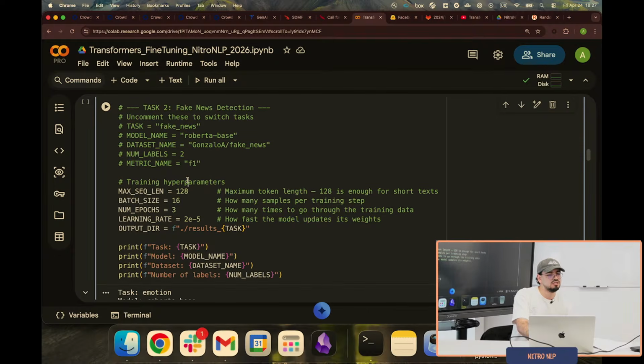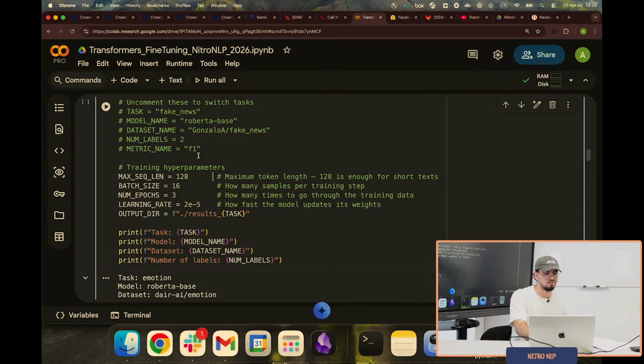All right, the training hyperparameters would be max sequence length. So the max token length I put at 128, which is enough for short text and sentences such as the ones that we have in the data. You could up that to, I don't know, 512, depending on the task. Maybe you have bigger samples of fake news and anything.